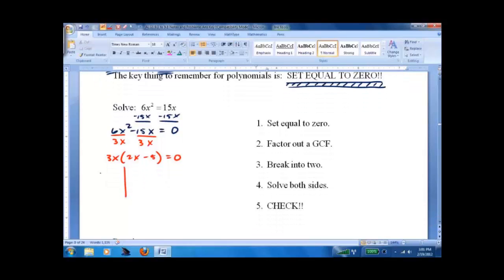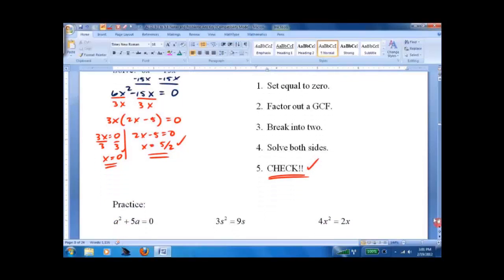Break it into 2. X equals 0. And check. If I put 0 in here, I get 0, no problem. If I put 5 halves in here, that's 25 over 4, which is 75 over 2. And put it over here, I get 75 over 2. So they both work. Do you have to check? Yes. If you forget to and you get it wrong, don't cry to me.